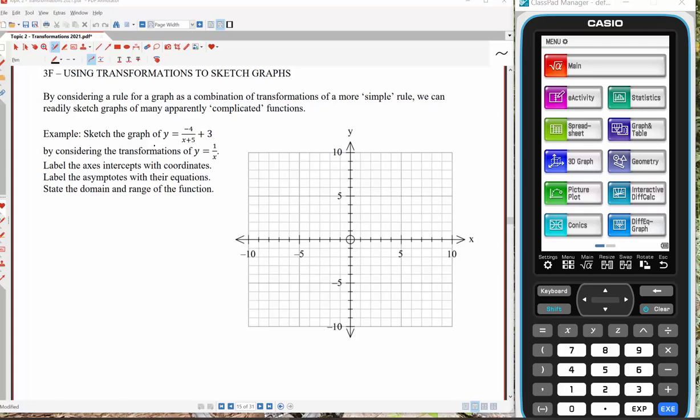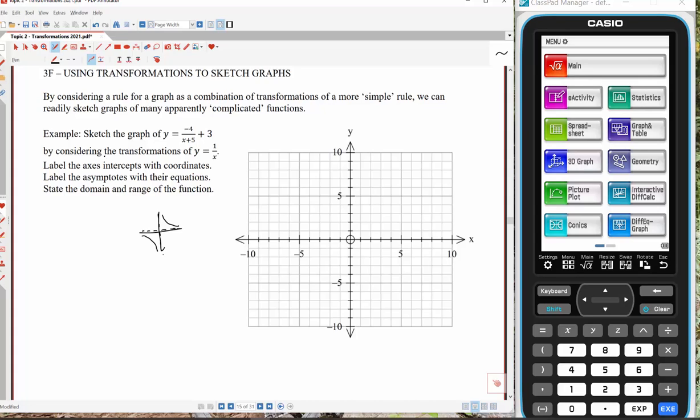For the second part of this lesson, we'll use transformations to sketch graphs. By considering a rule for a graph as a combination of transformations of a more simple rule, we can readily sketch graphs of many apparently complicated functions. So what we're going to do is sketch this hyperbola here by considering first the basic hyperbola. The basic hyperbola, recall, looks like this: asymptote along there and asymptote along there.